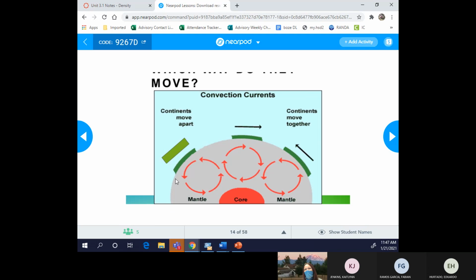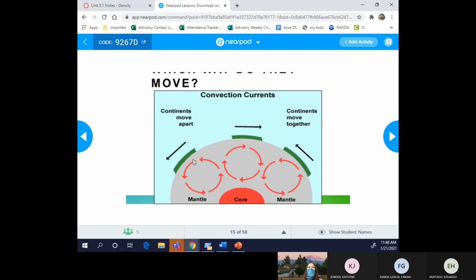All right, one more. Now we have this side right here going counterclockwise. Is it going to move to the left or to the right? Which way is this top arrow going? It is going to go to the left. So you can see as the mantle, the currents come up, and then they kind of split apart. So it's going to go that opposite direction.